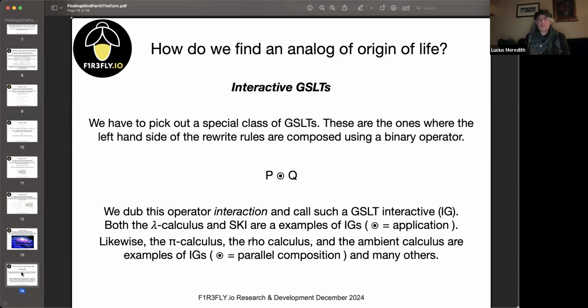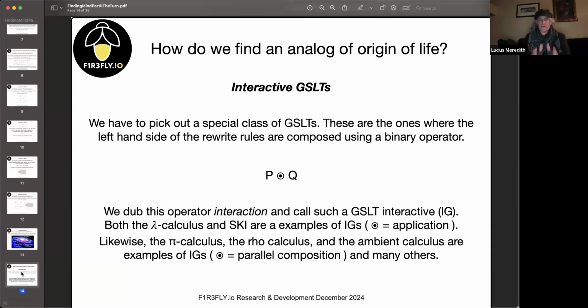These are ones where the left-hand side of the rewrite rules are composed using a binary operator. We'll denote abstractly that binary operator with circle dot, but understand that this is an abstraction. When we map it into specific GSLTs, like the lambda calculus or SKI, the circle dot is application. In the pi calculus, the rho calculus, the ambient calculus, and a bunch of others in that family, the circle dot is parallel composition.